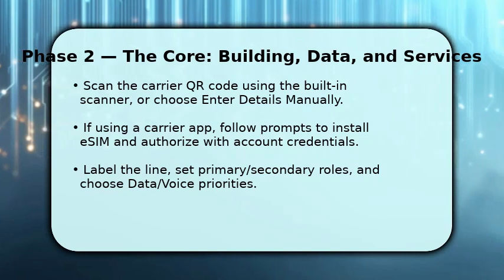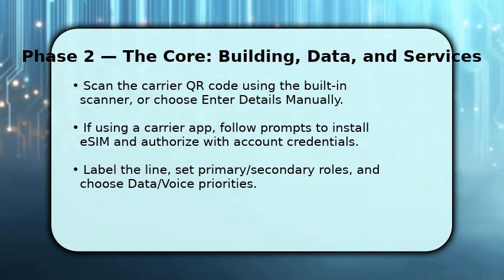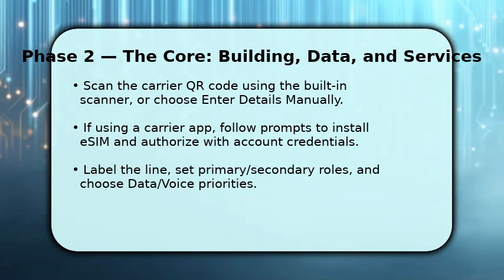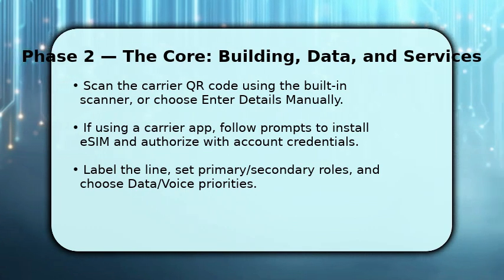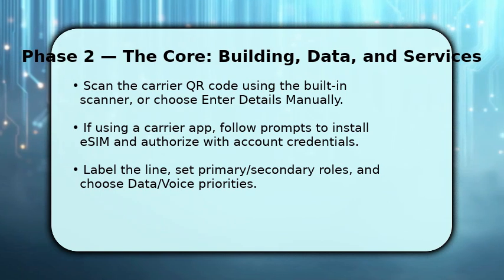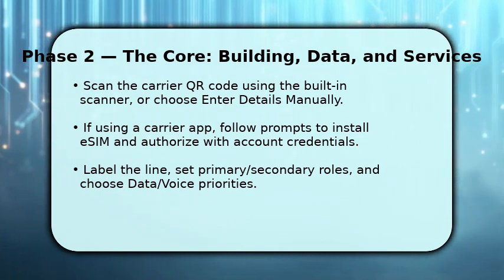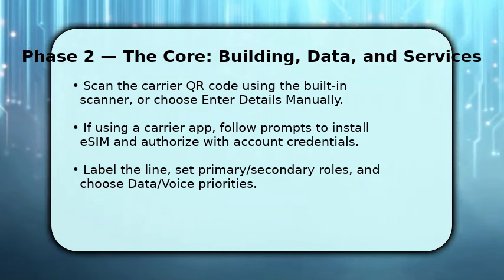Next, scan the carrier QR code with the on-screen scanner, or tap Enter Details Manually to paste the SM-DP+ or activation code. This is how the network recognizes your device. If you use the carrier app, follow its prompts to download and authorize the eSIM. Make sure your carrier account credentials are correct, because authorization is the gatekeeper.